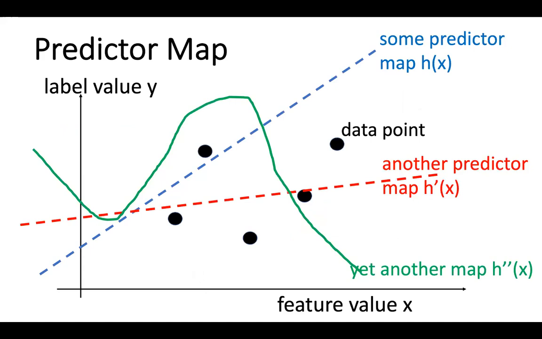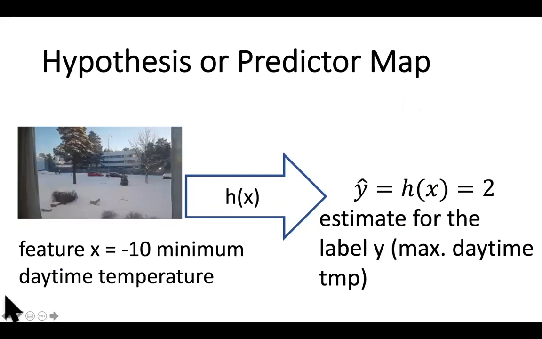Machine learning only makes sense if you have more than one hypothesis. If you have only one hypothesis, here's a question, very good. Is there a difference between a hypothesis and a normal function? I'm not sure what you mean by a normal function, but if you mean just a mathematical function, a function f of x, then no. In this course, a hypothesis is a function.